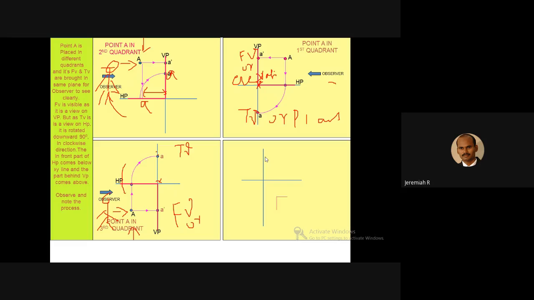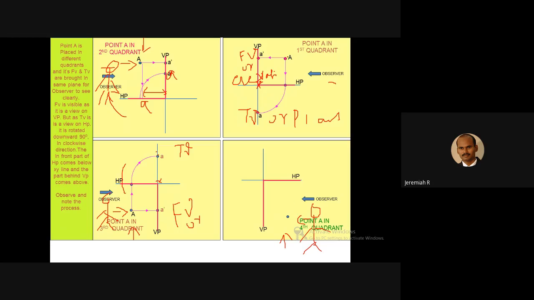Similarly, the fourth quadrant, with HP and VP. Suppose a point is in the fourth quadrant. The observer, that is you, is the one looking. When you see from here, you get the front view. You will get a point here.